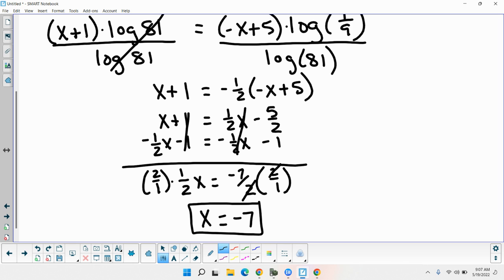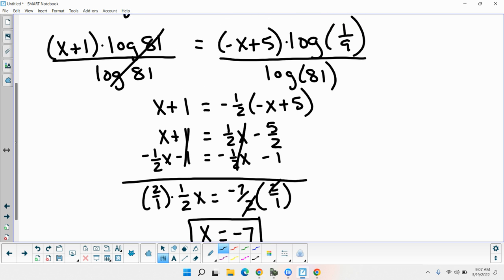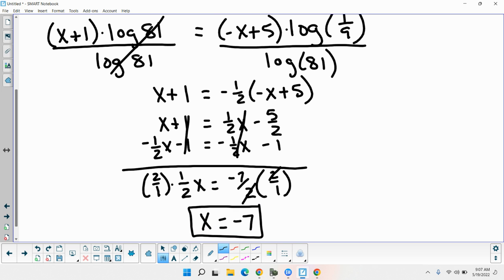Okay? How did we get 7 over the 2? Negative 5/2 minus 1. I changed 1 to halves.